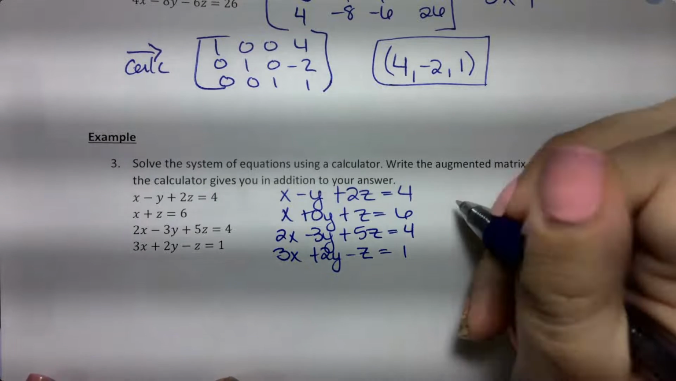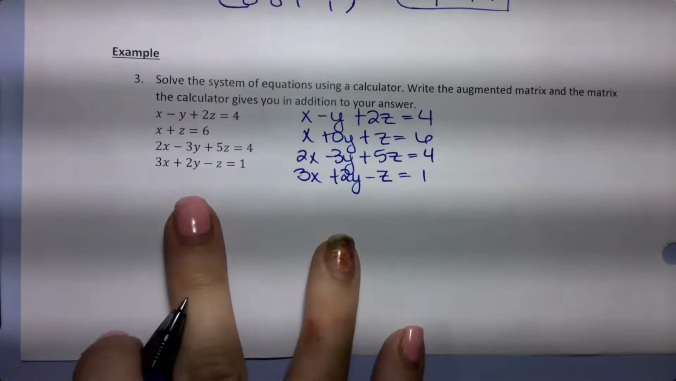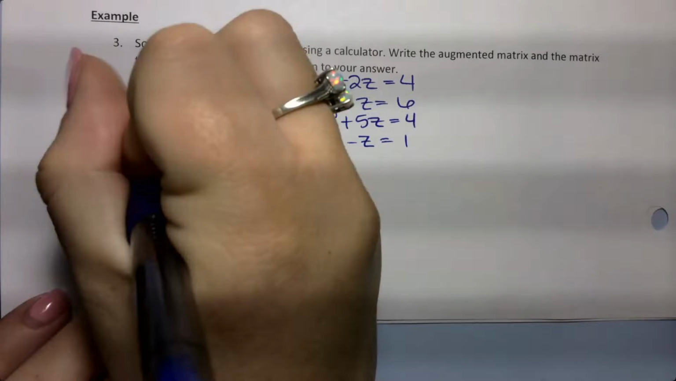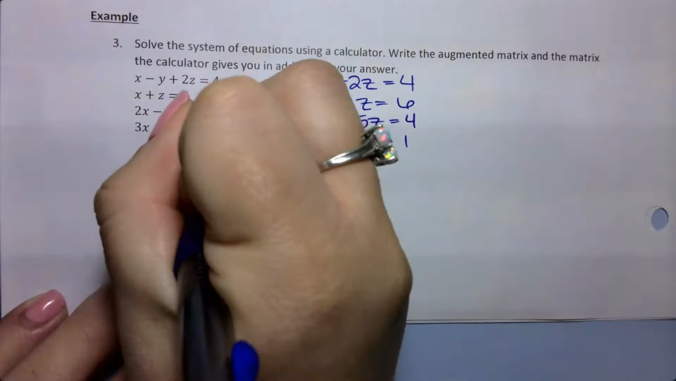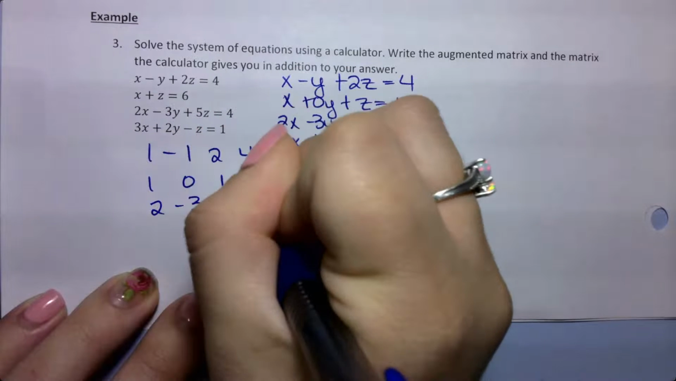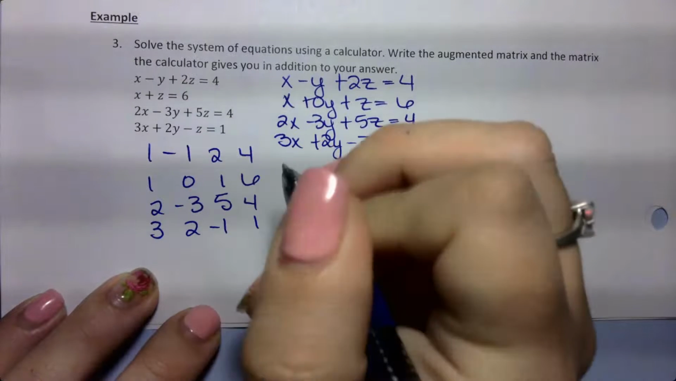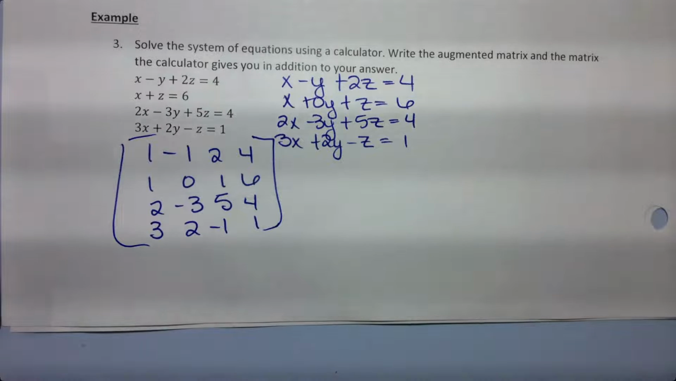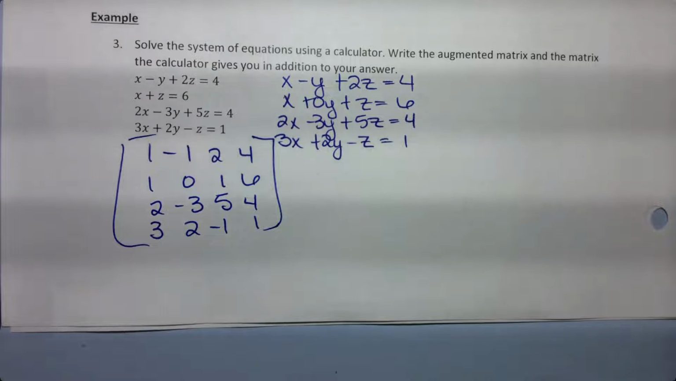I'm going to go ahead and write this as a matrix. Move the paper a little bit. So my matrix here is going to be 1, negative 1, 2, 4. 1, 0, 1, 6. 2, negative 3, 5, 4. 3, 2, negative 1, 1. So then I'm going to go ahead and type this into the calculator.